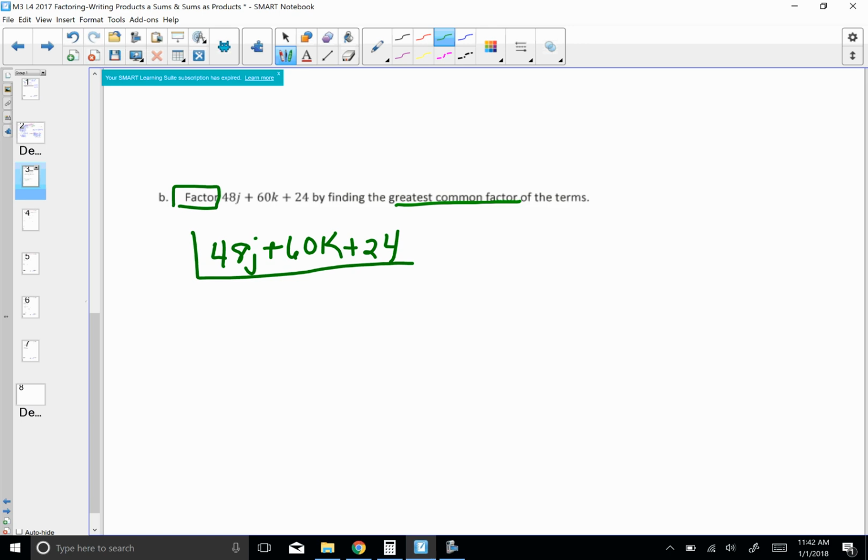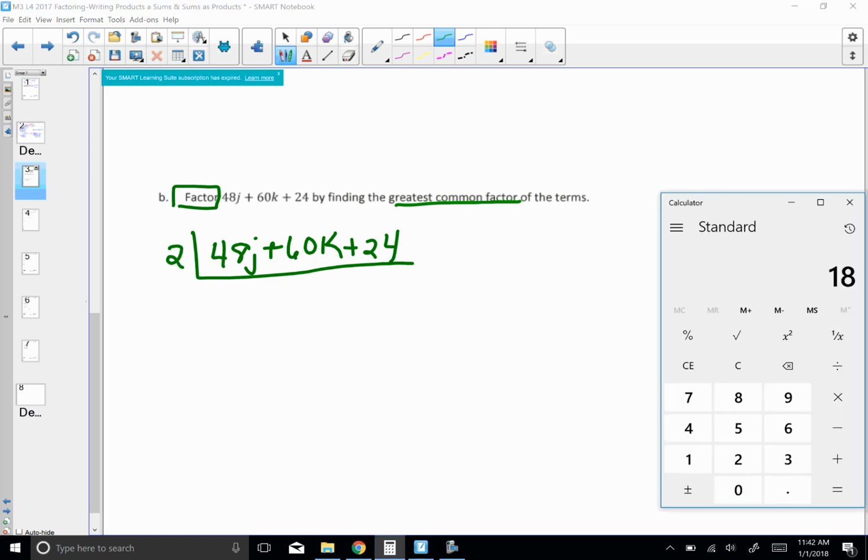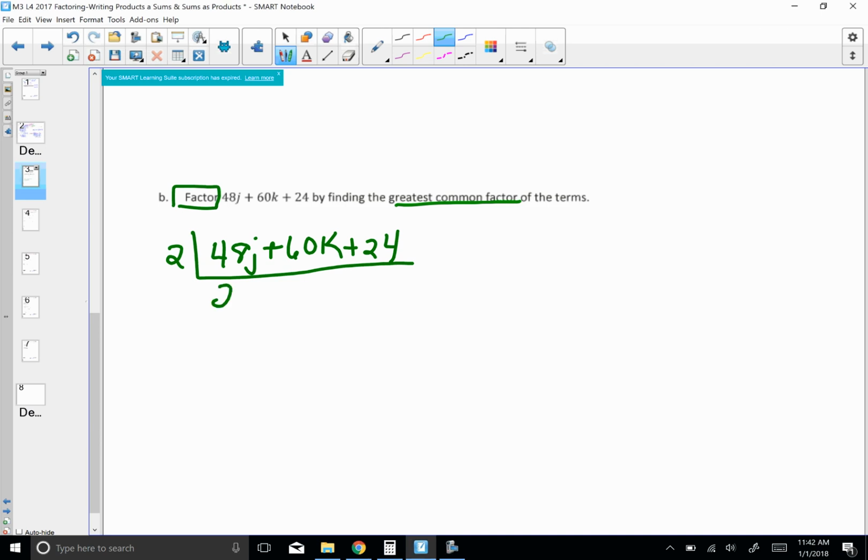That's the greatest one I can find right now. And then once I pull a little bit out, I might see a bigger number than, say, 2. But if I start with 2, and I can always use my calculator to check, 48 divided by 2 is 24. So there's 24 J's when I divide out the 2, plus 60k divided by 2. Well, half of 60 is 30k, and 24 divided by 2 is going to be 12. So there's the second layer of my cake here.